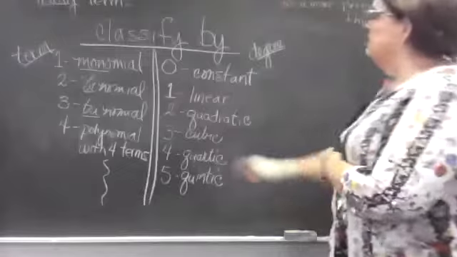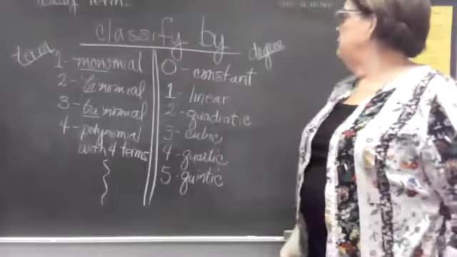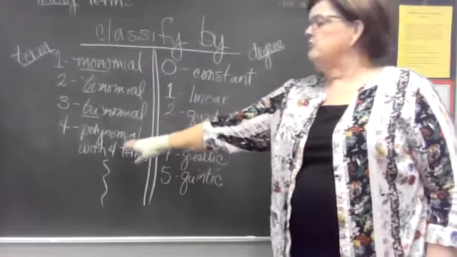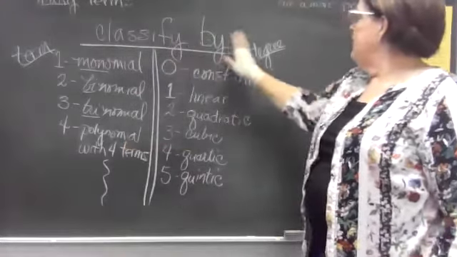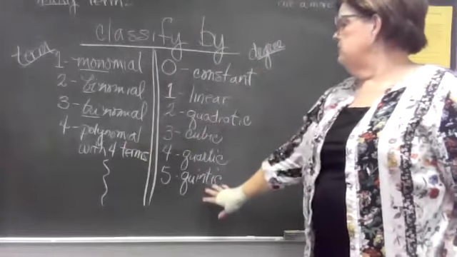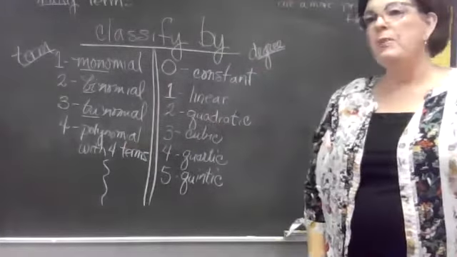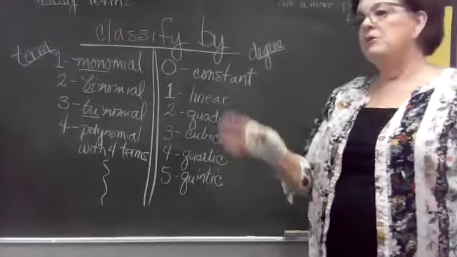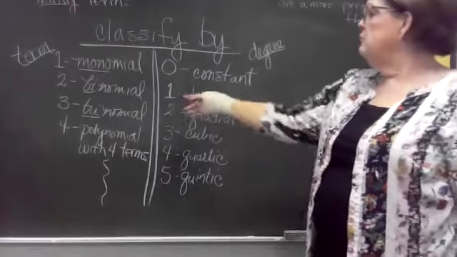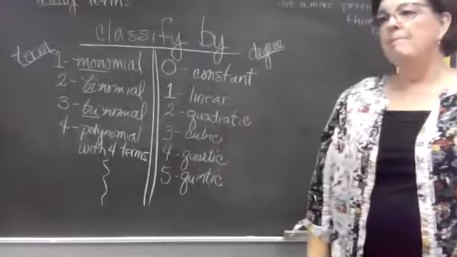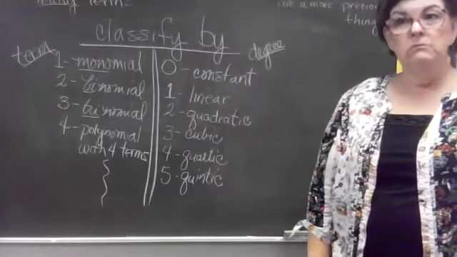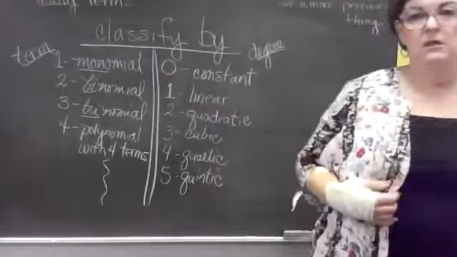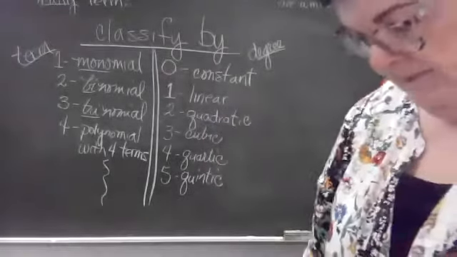If you are asked to classify your polynomial, if they say classify by term, here's your list. If they say classify by degree, here's your list. And there is a worksheet in this packet that says, give me both names. So you'll have to look at how many terms and how many degrees, and then you will make your combination name for that polynomial. So you've got a list to look at. Do y'all have this, those of you remotely?